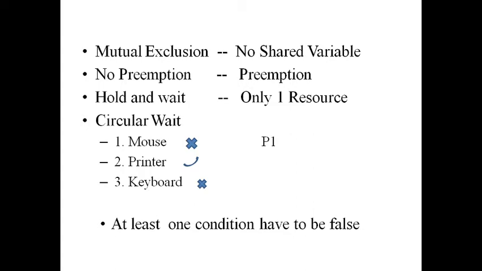But these are few methods. Hold and wait. The third one is hold and wait. Hold and wait means what? If process 1 is holding some 2 resources, let us say that process P1 is having 2 resources. It is holding 2 resources.